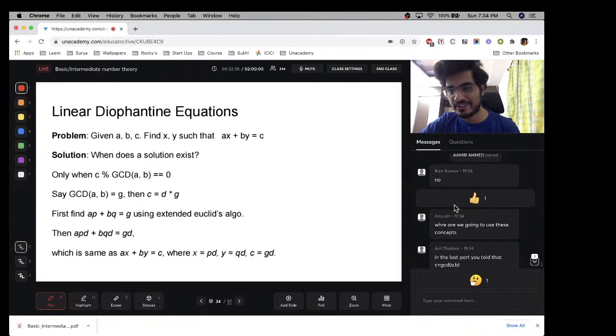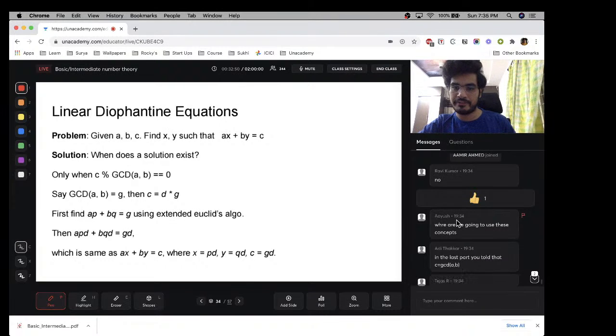Somebody is asking where we are going to use these concepts. Good question, Ayush. These are fundamentals of number theory. Once you know the fundamentals, we'll try to solve some actual problems in CodeChef. There are a lot of number theory problems in competitive programming using these concepts.